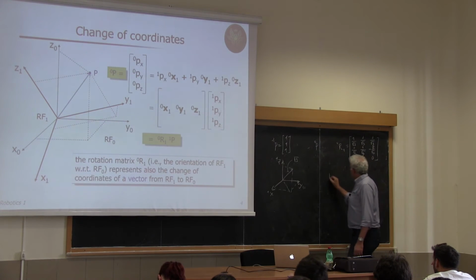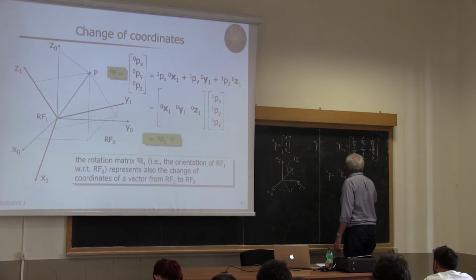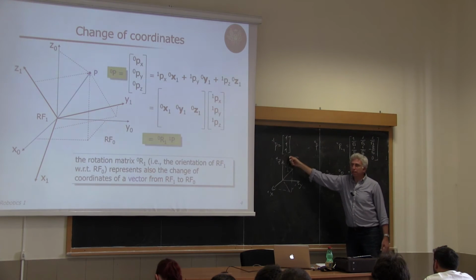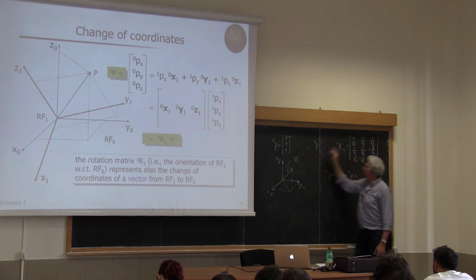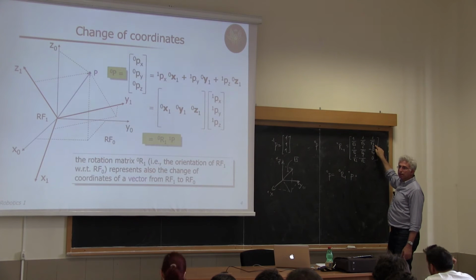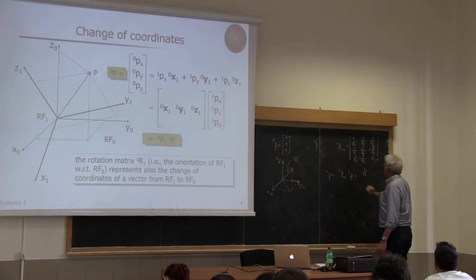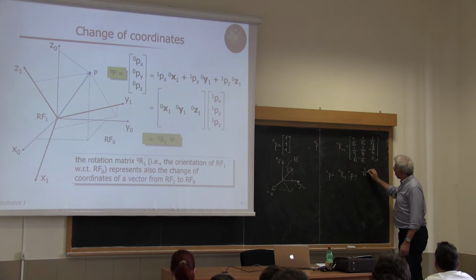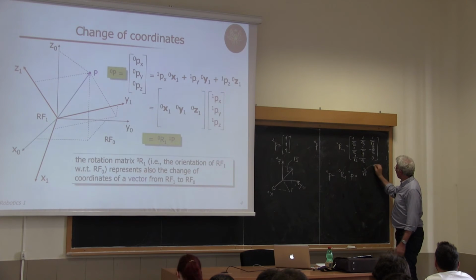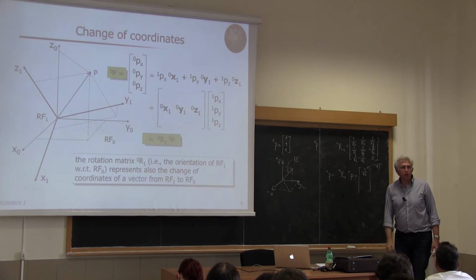Now I make the simple computation. P0 is R01 P1. R01 is here, P1 is here. So when I do this product, I should sum the columns. No? So here, first row is this plus this plus this. No? So it's 3 over square root of 3, which is also square root of 3. And this is the first component.